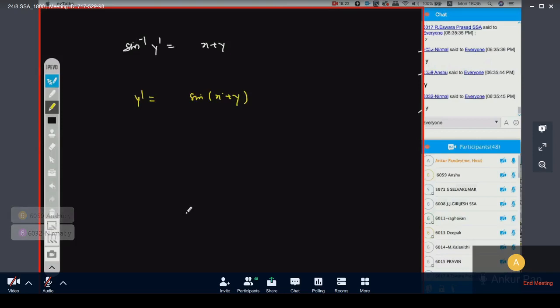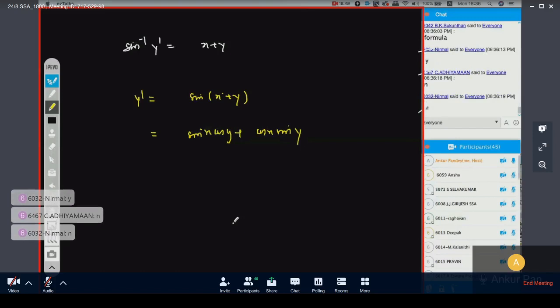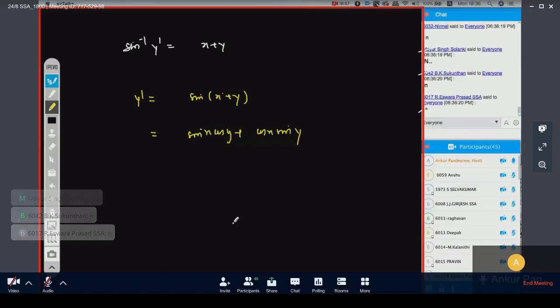Good. See now, see the beauty. What can you do? At max, you can write sin x cos y plus cos x sin y. Right or not? Then, even after that, is it separable? Then what are you thinking? I knew that you might have reached there. Good.